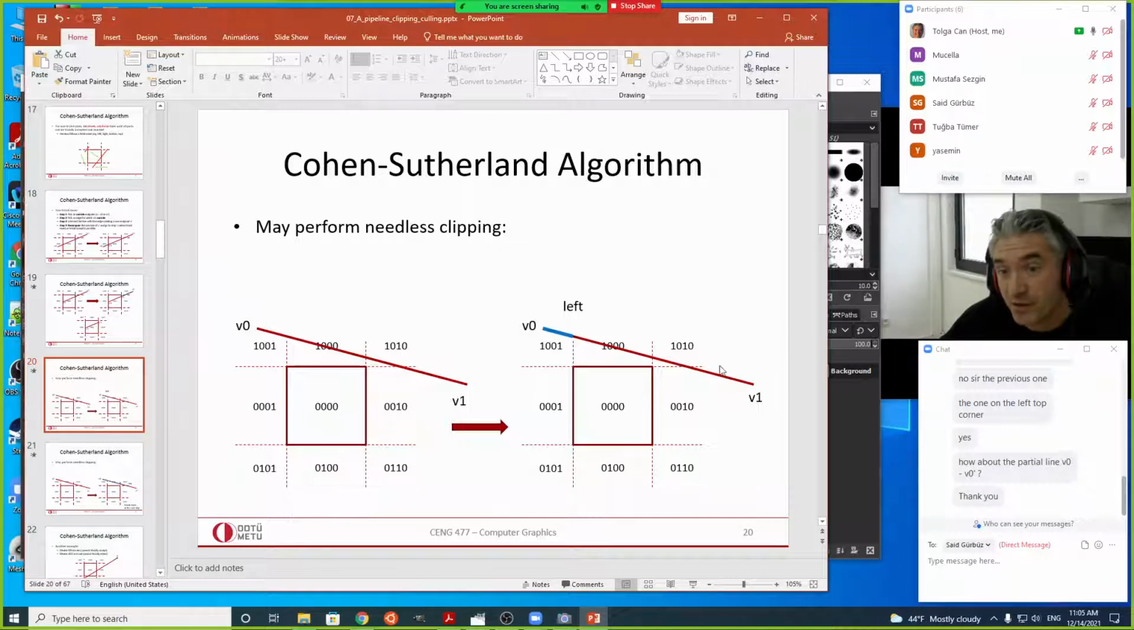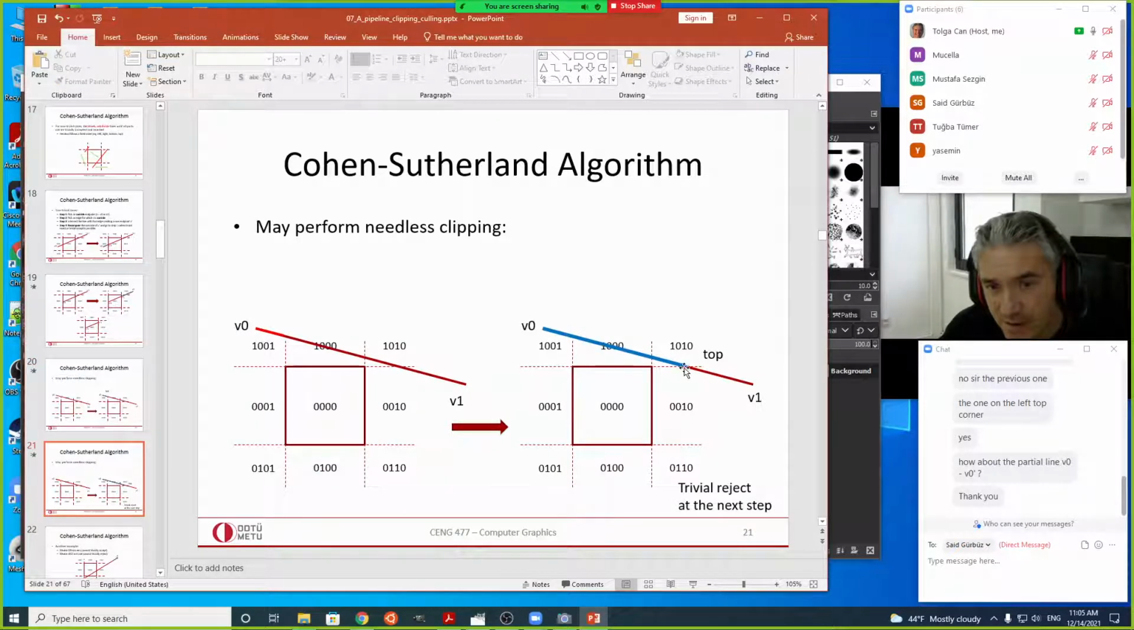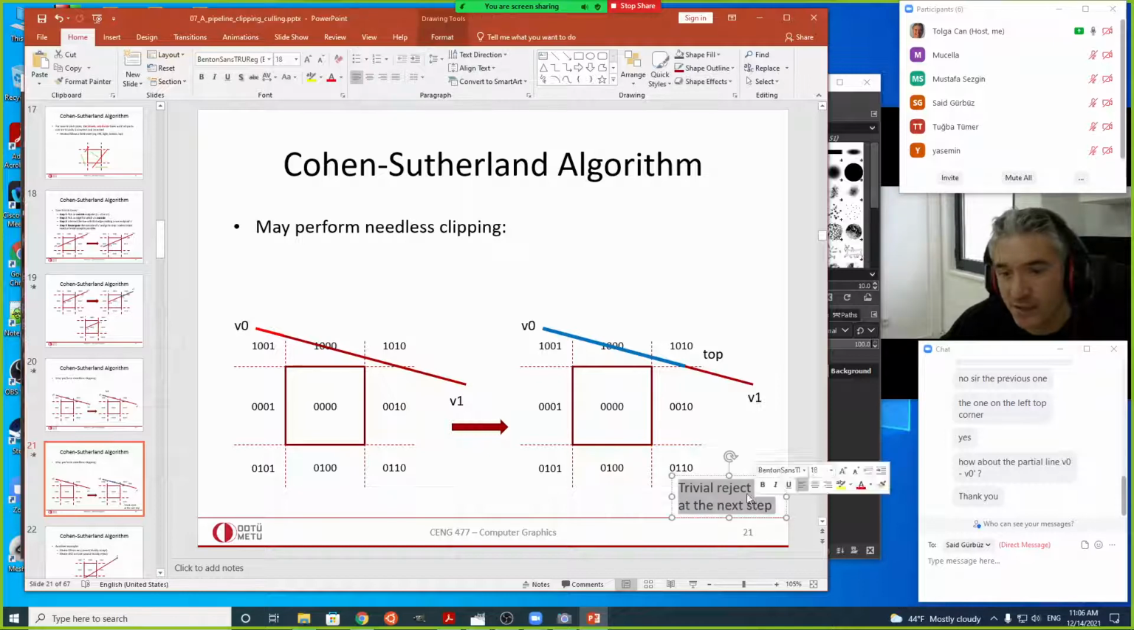After that point it's going to be trivially rejected. We first clip it against this one, maybe then against the right one, and when we clip against the right one, we end up with this partial line. So this second right-hand side will be clipped out, and we are left with this middle one. But when we clip it against the top, whatever remains at last is going to be completely rejected. V1 and V0 double prime are completely to the right, so it is trivially rejected at this next step.